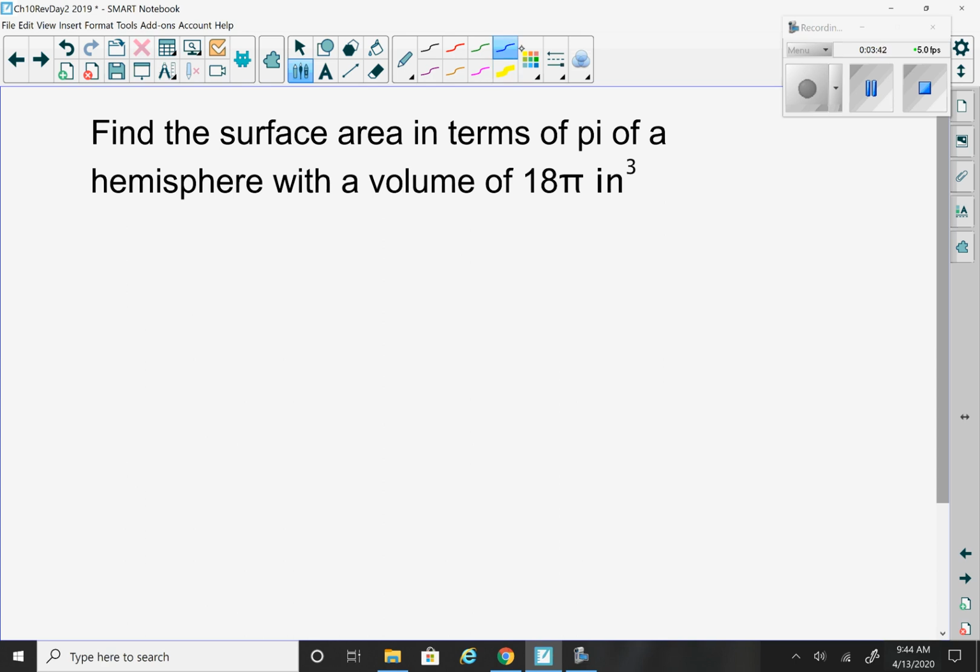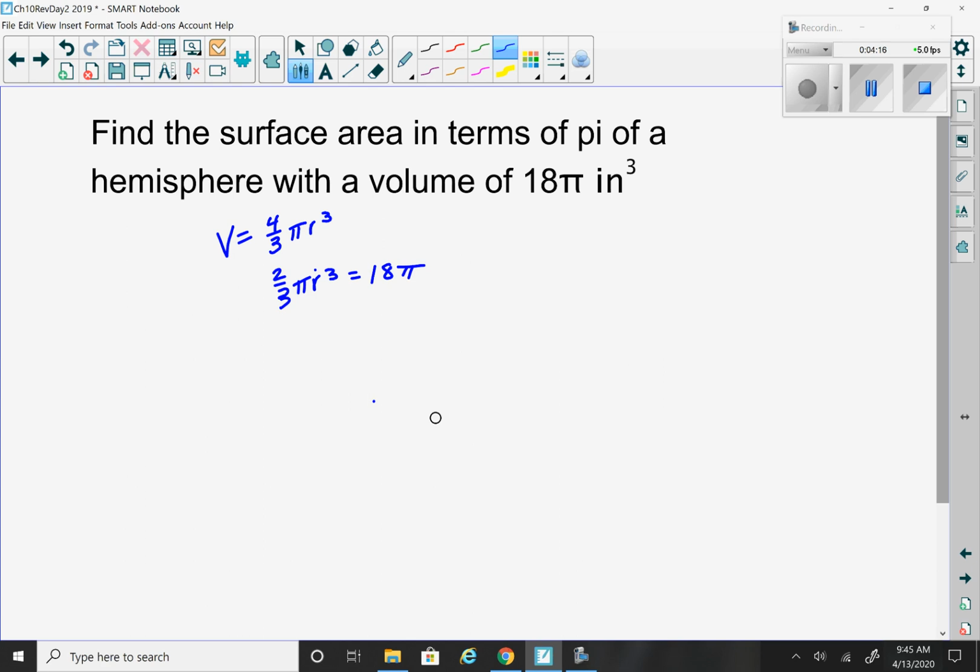If you know that the volume of a hemisphere is 18 pi, let's just write down our formulas first. The volume of a sphere is 4/3 pi r cubed. So if it's a hemisphere, it's going to be half of that. So it's going to be 2/3 pi r cubed, right? Half of 4/3 is 2/3, or you could take 1/2 times 4/3 and get 4/6, which reduces to 2/3. So we can set 2/3 pi r cubed equal to 18 pi.